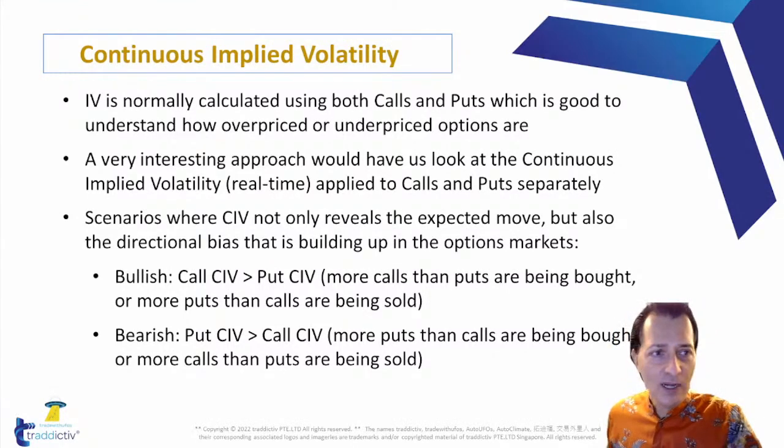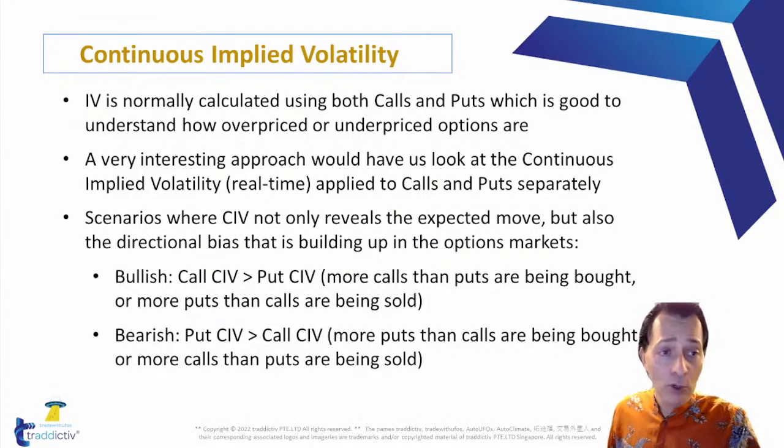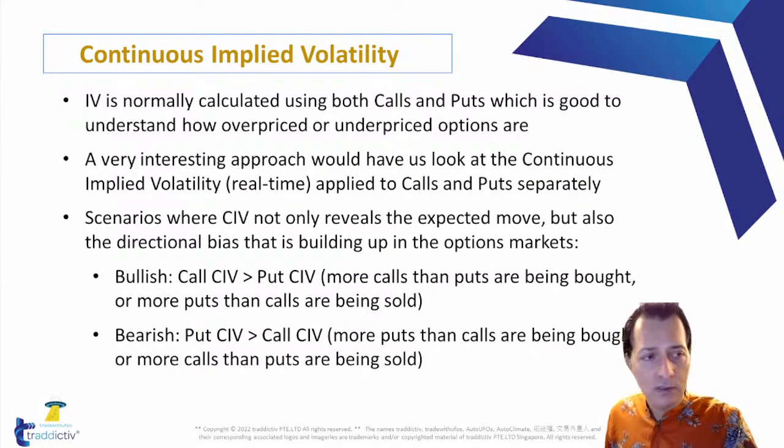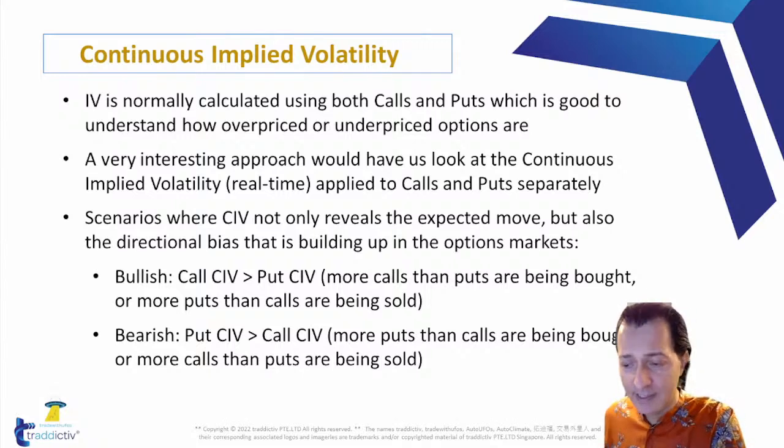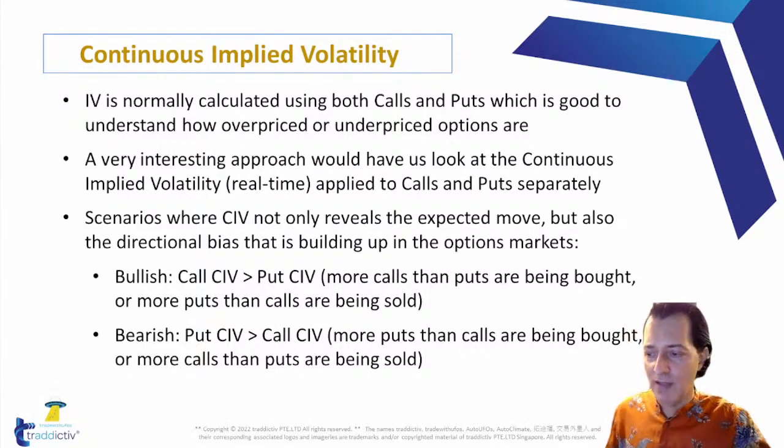Well, guess what? That's a bullish sentiment building up in the options arena. Okay, why? Because the only way the implied volatility for the calls is greater than the puts is because either more calls are bought than puts, or more puts are sold than calls, or both together at the same time. And that's a bullish sentiment. Why would you buy calls? Because you're bullish. Why would you sell puts? Because you're bullish, right? The opposite happens when the put implied volatility is greater than the call implied volatility, right?